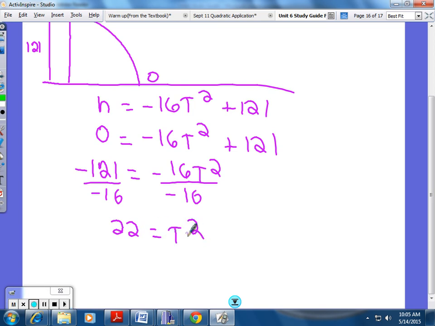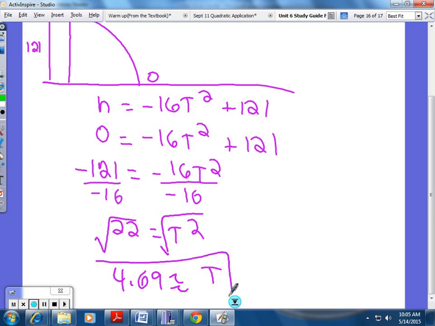And then to get rid of a square, you square root both sides. And the answer is approximately 4.69 for the time. So that's how long it takes your ball to hit the ground.